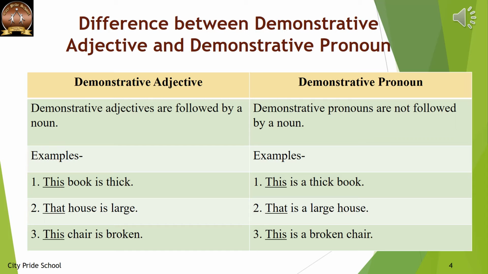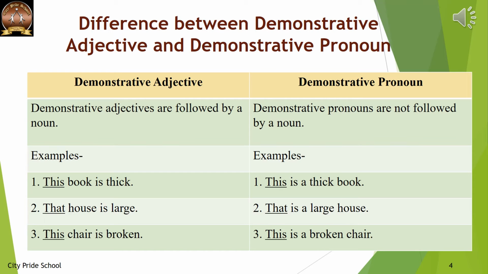Demonstrative adjectives are always followed by a noun, which means after a demonstrative adjective, you always have a noun. And demonstrative pronouns are not followed by a noun. You can see it in the sentences. After the demonstrative pronoun, you do not have a noun, but you have a verb after it.